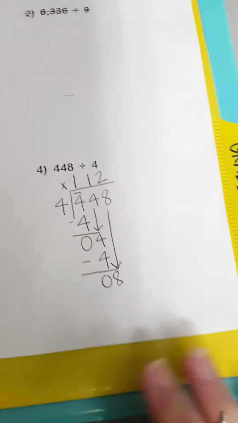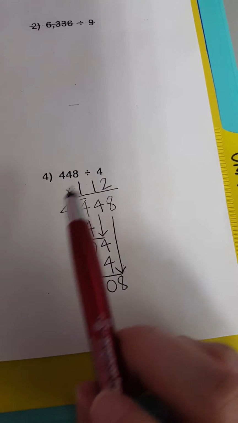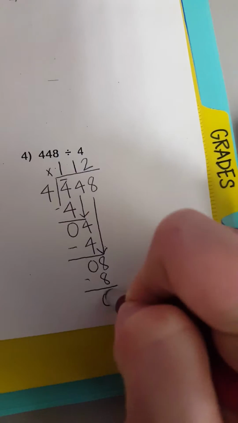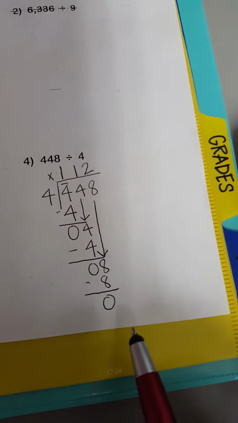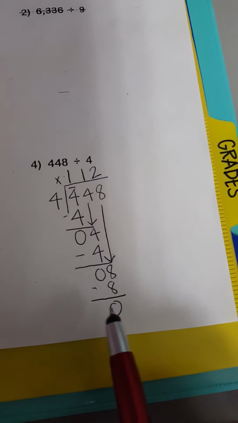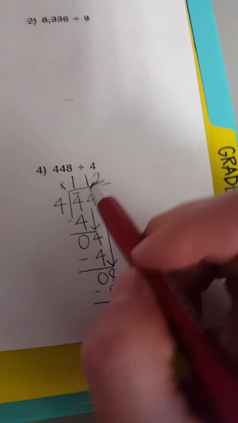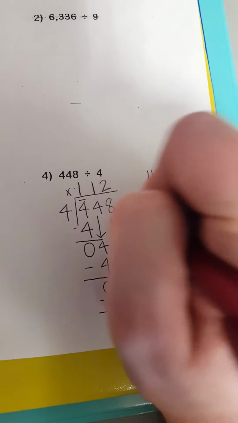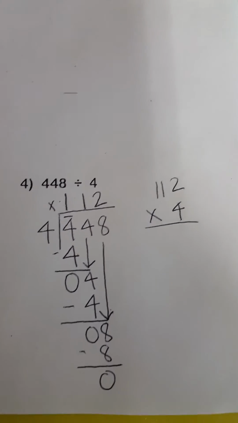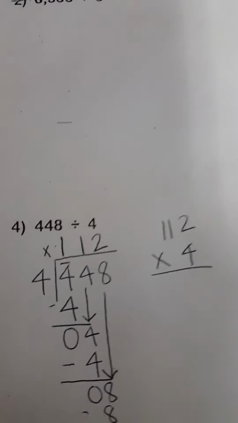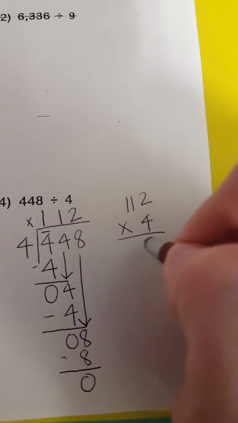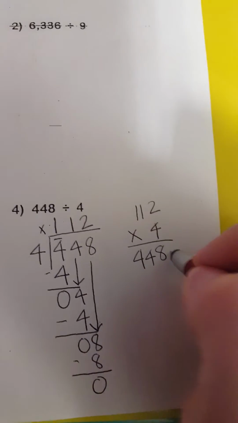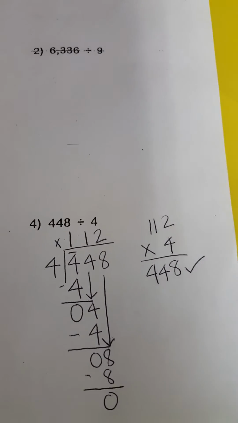Divide, divide. 4 goes into 8 2 times. Multiply, multiply. 2 times 4 is 8. And subtract, subtract. Bring it down. I don't have anything to bring down. I have no remainder. So to check it, remember, I use my answer times my divisor. So 112 times 4, and I will multiply. And if it matches my dividend, what's in the house, then it is correct.